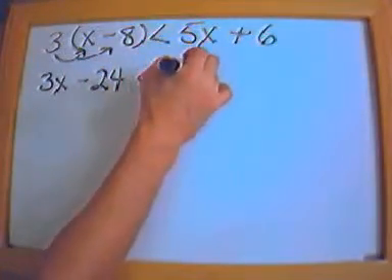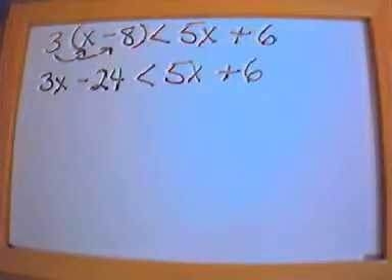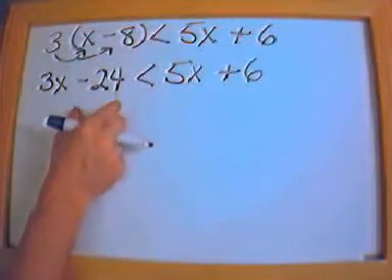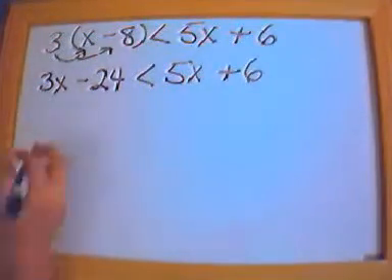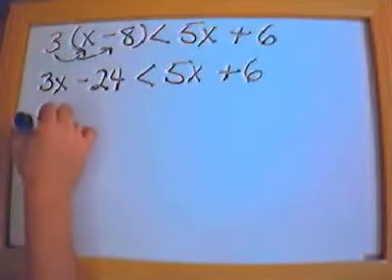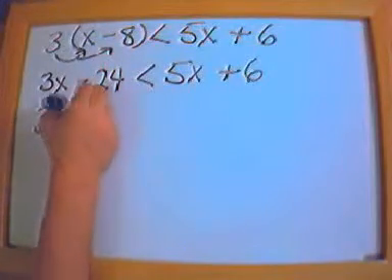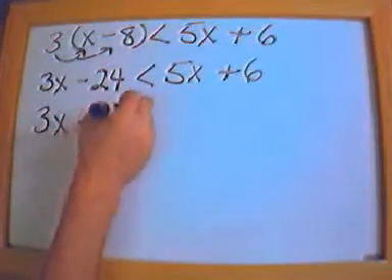I'm just going to rewrite the right-hand side of the equation. 5x plus 6. Okay. Now I'm going to go ahead and move this 24 over here, get the numbers on one side. So I'm going to add 24 to both sides. So I'm left with 3x on the left, minus 24 plus 24 gives me a 0, so I'm not even going to add it. I'm going to carry my sign down.